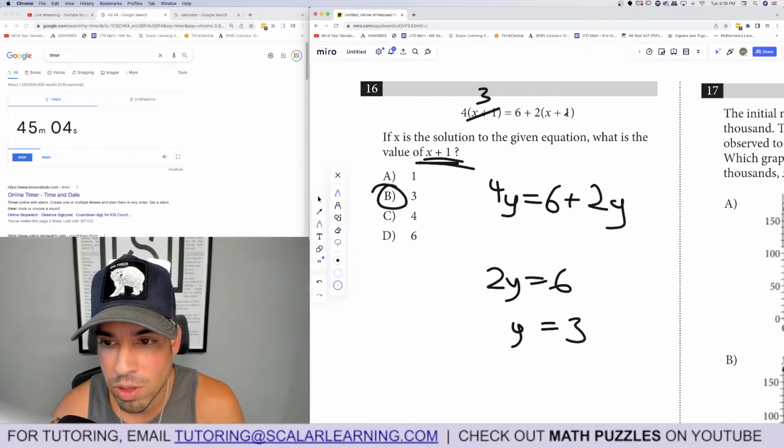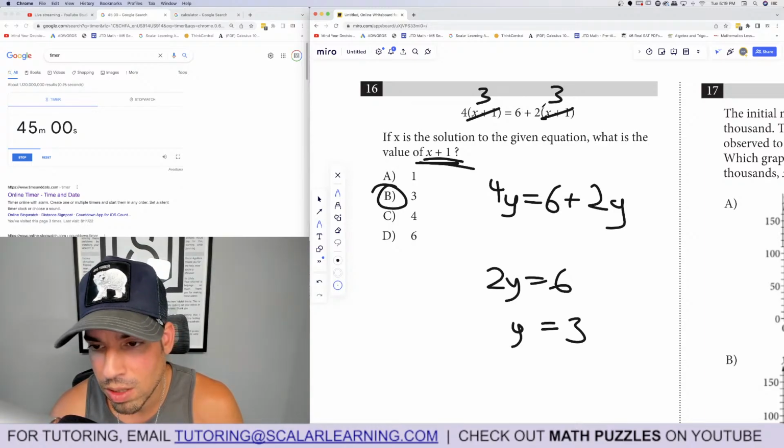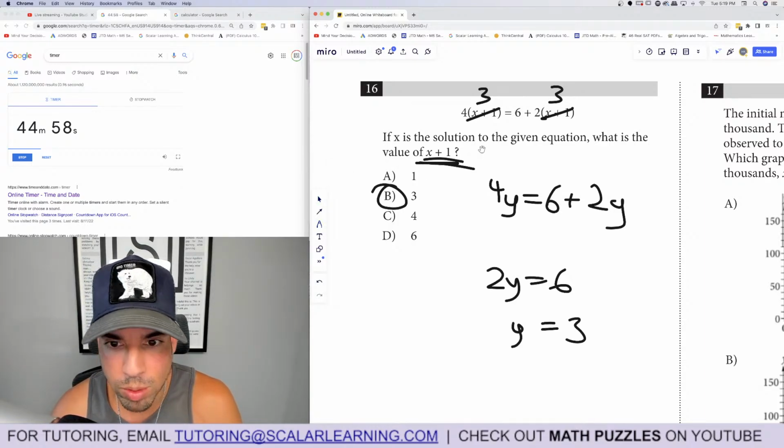Plug it back in for these two expressions. 4 times 3 is 12. Plus 6 plus 2 times 3. 6 plus 6 is 12. 12 equals 12. Boom, done.